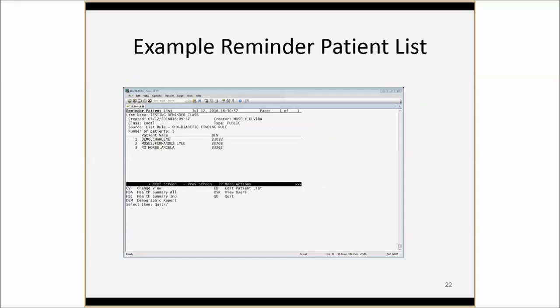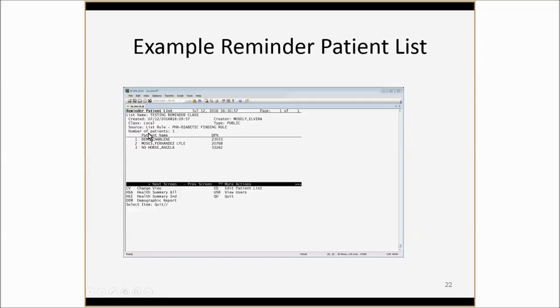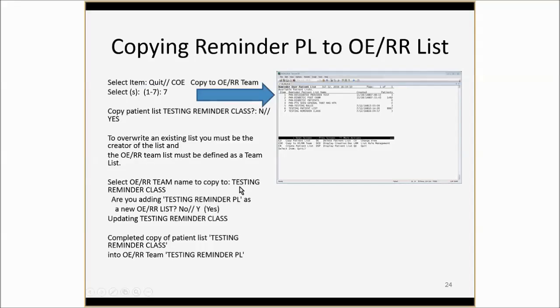So I'm going to grab the testing one that I created, and it actually just was looking for a diabetic finding rule, which is diabetic patients that we're seeing. And I have 3 there, so this is my rule, and these are the 3 patients that show up in my OERR list. So let's see how I created that.